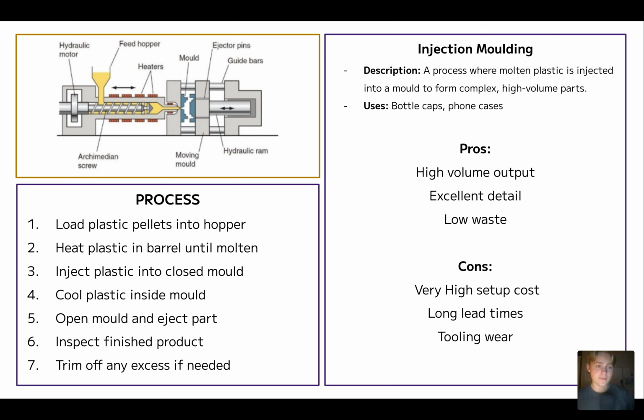So the process you need to describe in your exam is basically loading the pellets into the hopper, and then they are heated in a barrel until they are molten and liquid. Then they are injected into the closed mold at high pressure, and we wait for the plastic to cool inside of the mold so that when we open the mold, it doesn't just fall out as a liquid. And then we'd open the mold and eject the part. And if you want, you can also write that you would then inspect the finished product and trim off any excess, such as like a sprue where it was injected if needed.